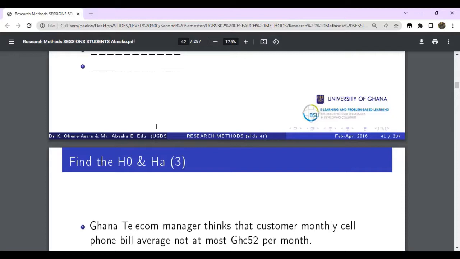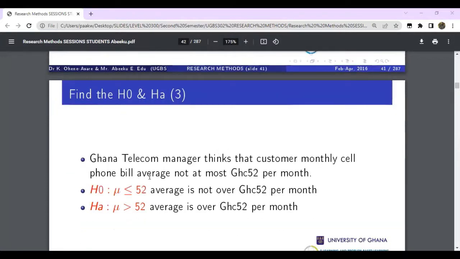At most means less than or equal to, meaning that H0 is less than or equal to, making the HA greater than. Exactly. So H0: mu is less than or equal to 52, and then HA: mu is greater than 52. Okay, that's it.